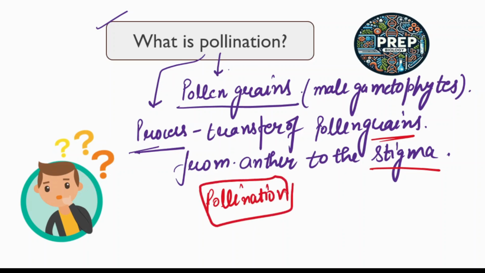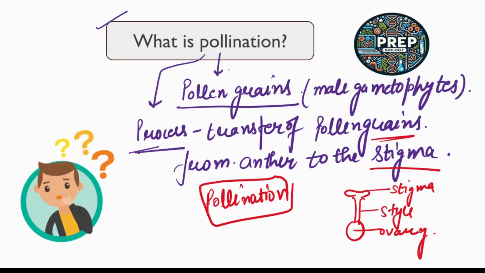Is it clear? So if this is the pistil, and pistil has 3 parts. This is the stigma, this is style, and this is ovary. Now we know these are the anthers. So this is the process of transfer of pollen grains. Where are the pollen grains present? These are present on the anther. So transfer of the pollen grains from anther to the stigma, that process is called pollination. I hope this definition is clear to you all.